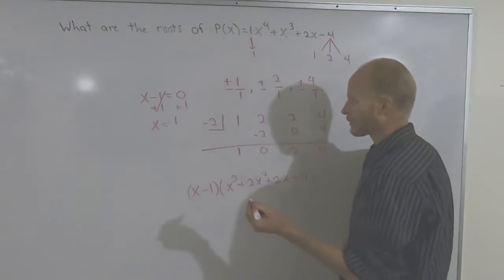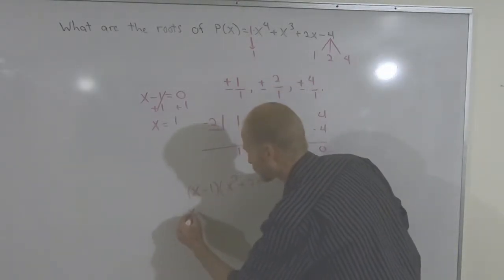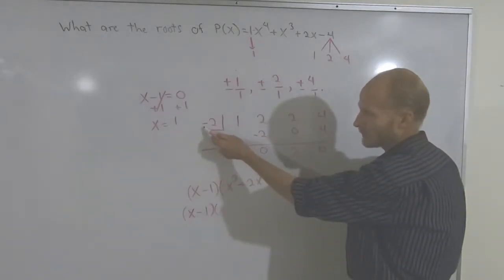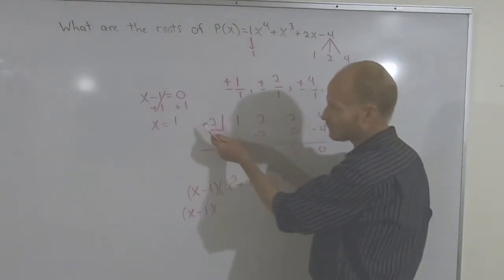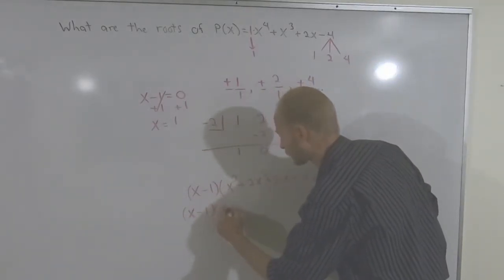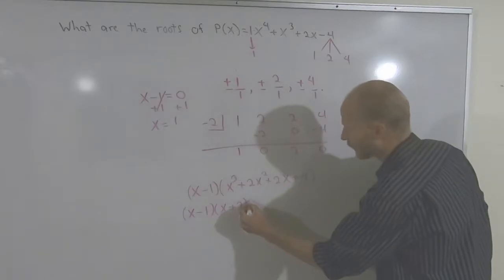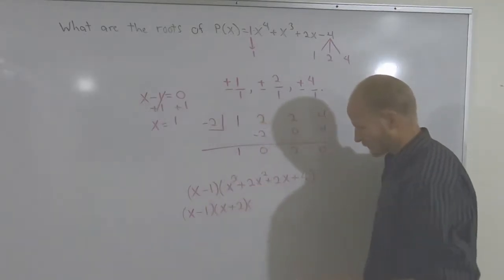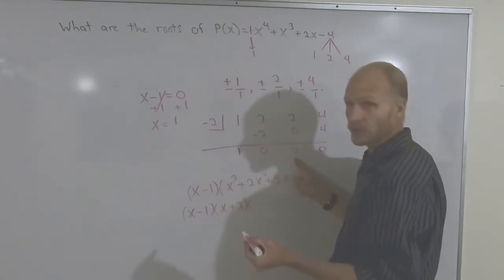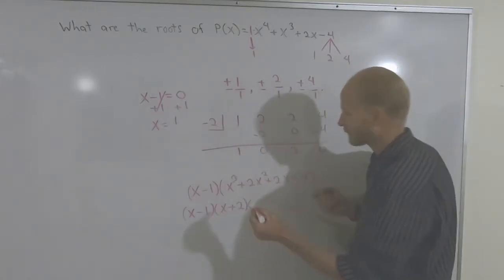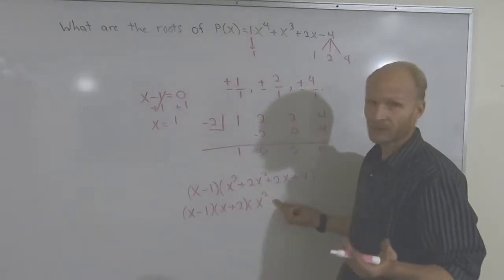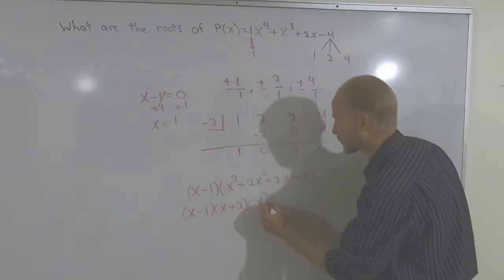So here's what we now know. We now know that it's x minus 1 times the linear factor that we just found. Now negative 2 represents x plus 2, the linear factor x plus 2. And then the rest of it is what comes out of here. We have 1x squared plus 0x plus 2. Remainder 0, so we don't have to worry about that. So x squared plus 0x means I don't have to write in an x term, plus 2.